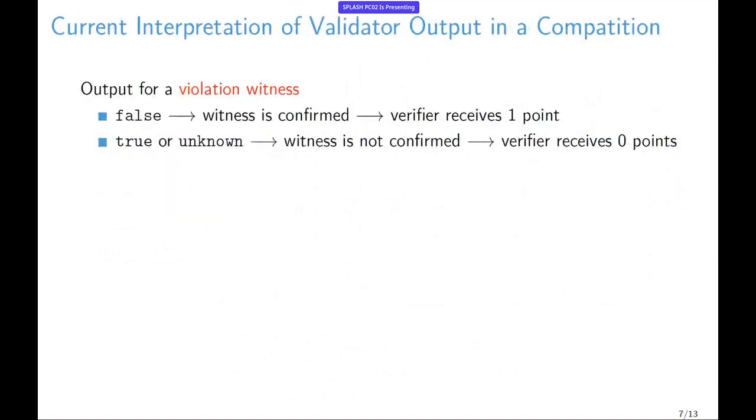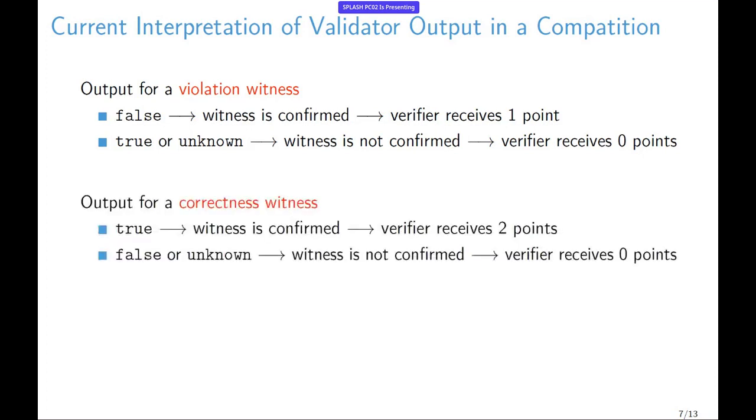So what we want to propose is to take refutation of witnesses into account. The current interpretation of validator output in the competition on software verification is as follows. If for a violation witness, the validator gives as output false, then this means the witness is confirmed, there is really a violation that the validator also finds, and the verifier receives 1 point for finding the bug. But if the validator gives back true or unknown, then we just say, okay, we cannot confirm the witness, and the verifier gets 0 points.